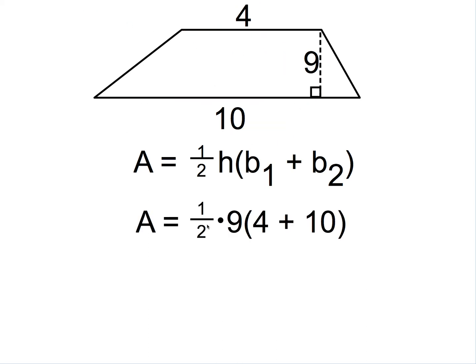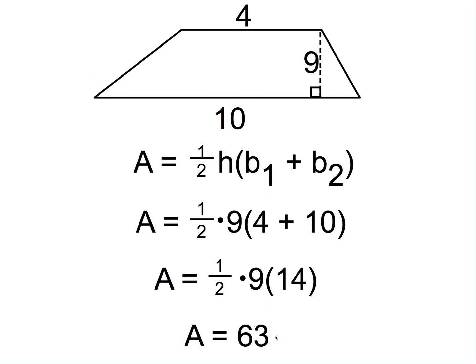So all I did was I plugged in my numbers. In place of the height, I put 9. In place of base 1, I put 4, and in place of base 2, I put 10. The 1/2 stayed the same. So it's 1/2 times 9, parentheses 4 plus 10. Okay, so we follow order of operations, or simply type it in your calculator. Well, we would do parentheses first. 4 plus 10 is 14. And now that we have all multiplication, we could just type this in from left to right. So 1/2 times 9 times 14 would be 63.